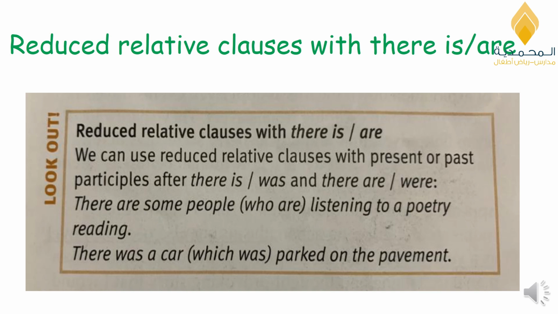Now, can we please read the Lookout box? It says reduced relative clauses with there is or there are. We can use reduced relative clauses with the present or past participles after there is or there was, and there are or there were. There are some people listening. Here, listening is a present participle. And we can say there was a car parked on the pavement. Parked is the past participle.